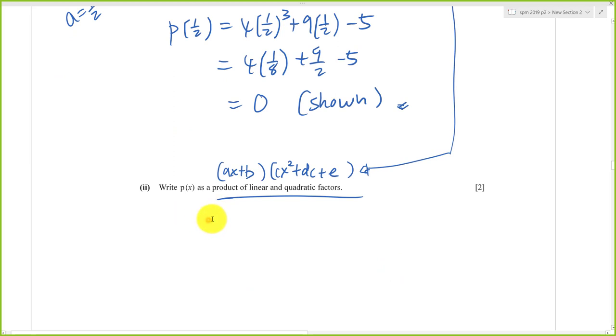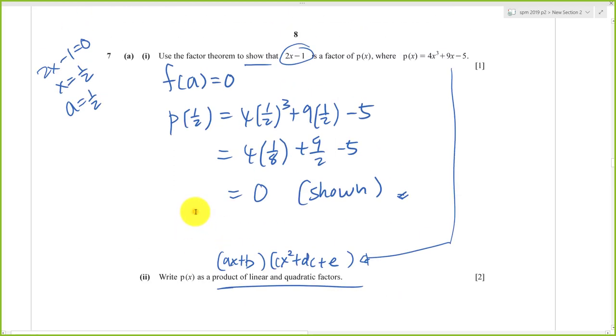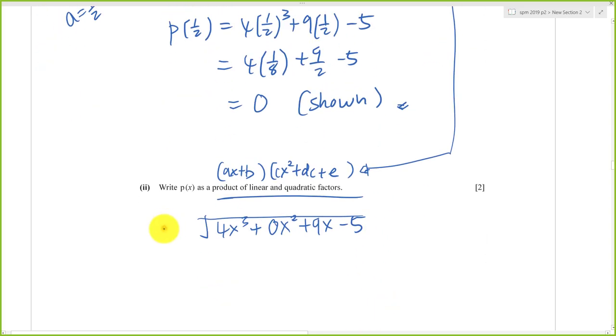So since you know the factor already, you can do the long division. And I always prefer long division. I know some of you actually learn another method that can straight away factorize. Okay, here I want to say, you realize this is x cubed, and then x, and then constant. You do not have the x squared here. So when you do the long division, you have to add the 0x squared by yourself. Okay, remember? 4x cubed plus 0x squared plus 9x minus 5, or else your long division will start halfway. So divided by 2x minus 1, right?